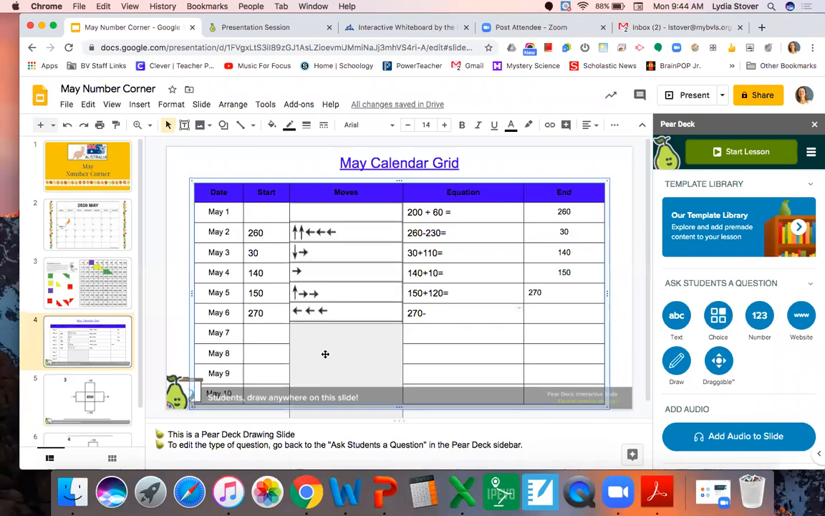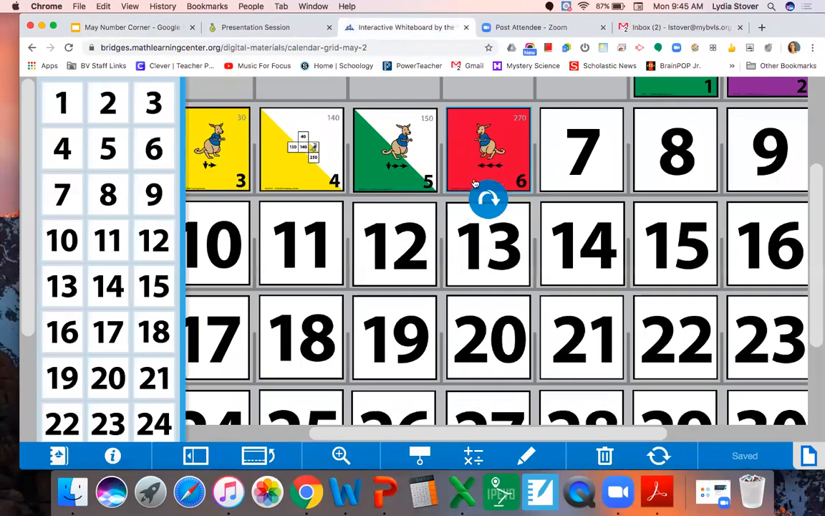I'm looking on Pear Deck and I'm waiting to see. Oh, yep, somebody put it. 270 minus 30. That'd be 3 tens we hop by. Write down then what we landed on if you went left 3 hops. Yep. I saw Dawson, he found it. We go left 3 hops, we should be at 240. That was, if you remember, this was red.